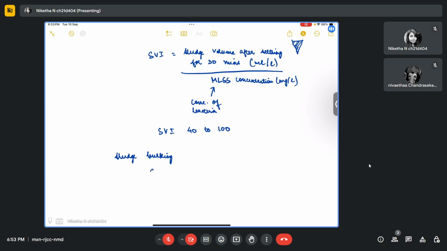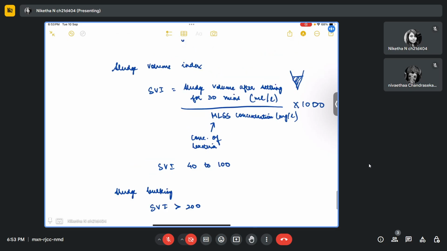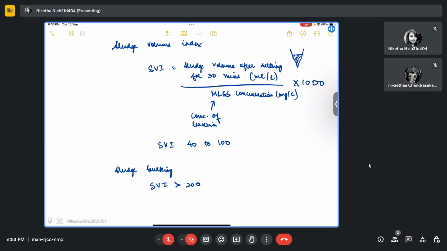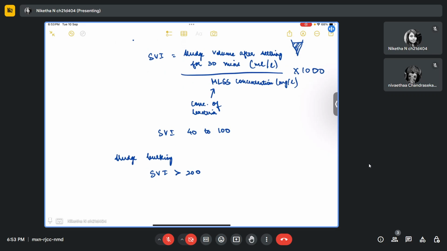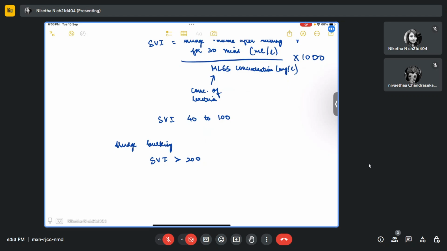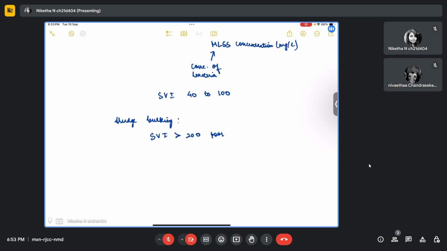So this will happen when the sludge volume index is greater than 200. This ratio is supposed to be divided by 1000. So after you calculate this, if your number comes out to be more than 200, then it means the sludge quality is very poor, and there is something called sludge bulking which is going on. That is why your sludge volume index is very high.